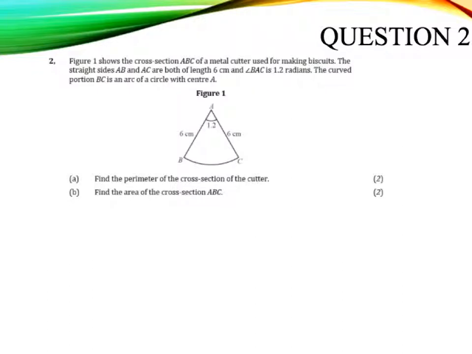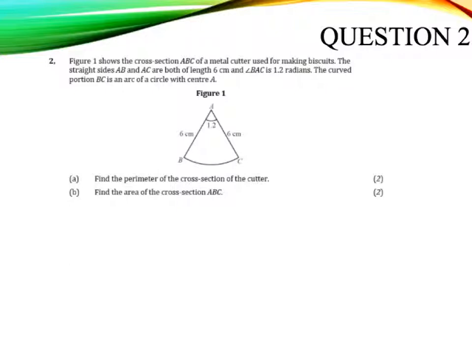So in this question it's asking us to look at this cross section of a metal cutter for making biscuits. Here it is, ABC. It tells us it's got straight sides, AB and AC, of 6 centimetres long, and the angle BAC is 1.2 radians. At this point, I'd be making sure my calculator's in radians before we do anything else, just in case that's useful to us later. Okay, the curved portion BC is an arc of a circle with centre A.